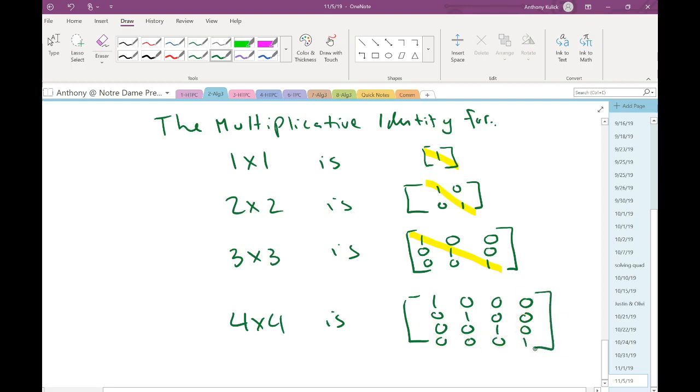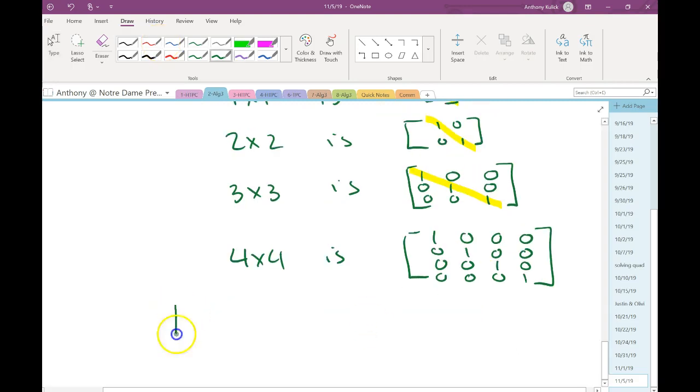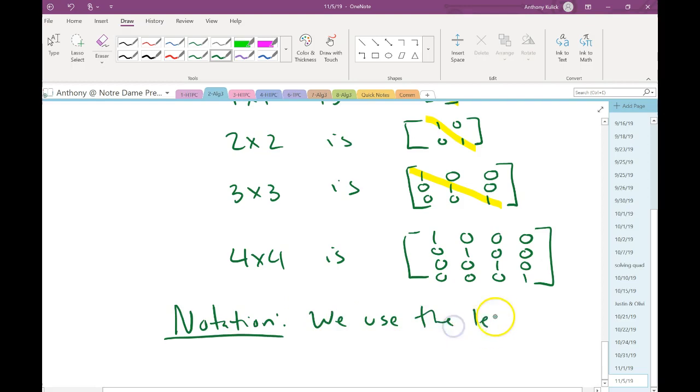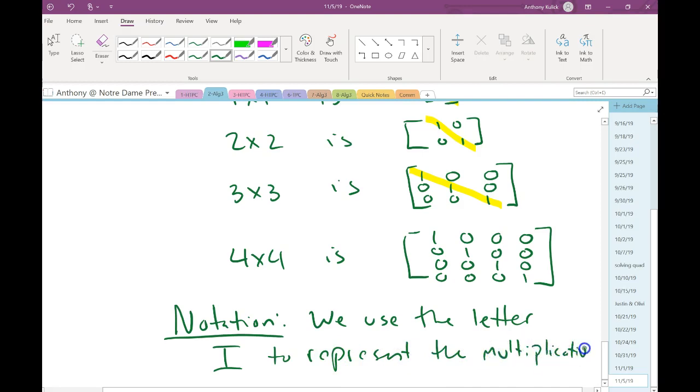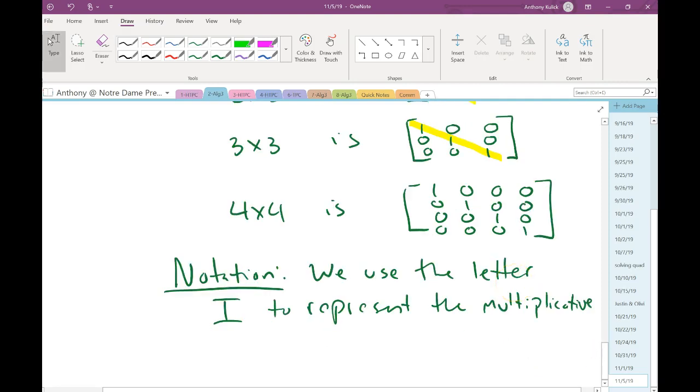Everybody feel good about this? Okay. So we're going to give this matrix a special name. Guess which letter we're going to use to represent this matrix? Why do you think we chose the letter I? Because it looks like the number 1, and the multiplicative identity acts just like the number 1 does when we multiply real numbers, right?